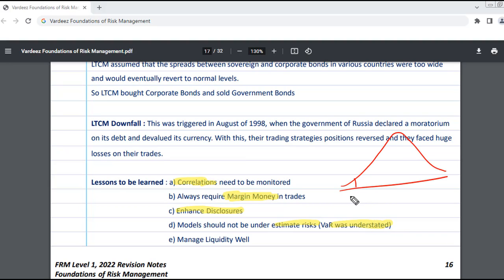Okay, just to let you know, they had their VAR over here, but in reality it turned out to be 8 standard deviations away. Over here we have 3 standard deviations. So just imagine that this was such a huge error that actually led to the bankruptcy of LTCM. The VAR was very much understated. Okay, and finally, manage the liquidity well. When the crisis hit, LTCM just couldn't get out of it because they did not have much liquidity, and we know the importance of having liquidity, right? If you have enough money, you can get out of the trouble that you are in. So this is very important for any firm.